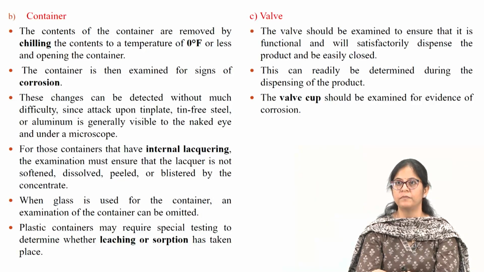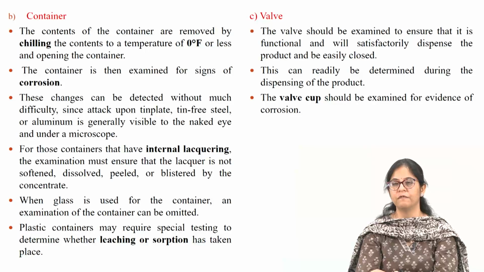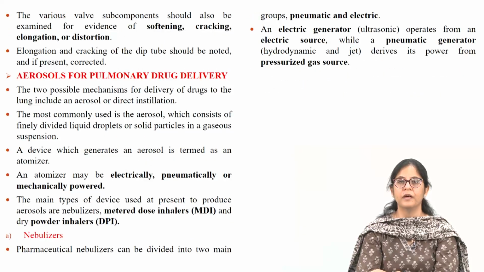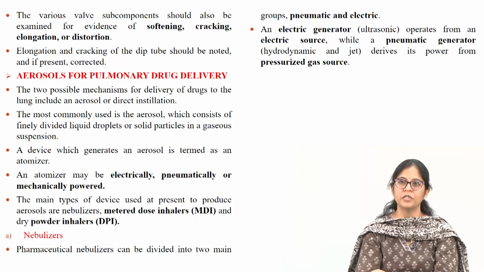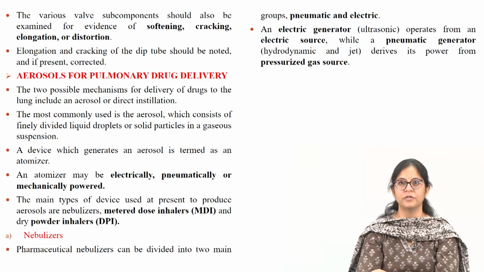The valve cup should be examined for evidence of corrosion. The various valve subcomponents should also be examined for evidence of softening, cracking, elongation or distortion. Elongation and cracking of the dip tube should be noted and, if present, corrected.